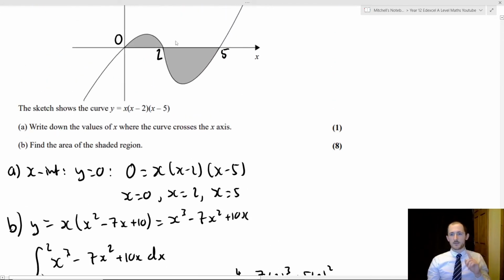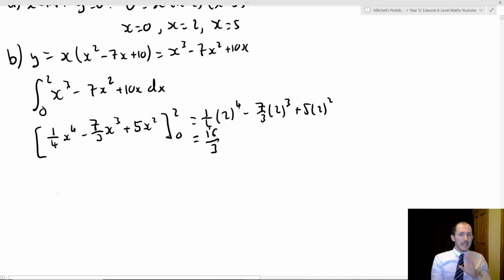Now we need to integrate between 2 and 5. Now, here's the thing: the lower number always comes first. Kind of. So I'm just going to copy that exact same integration, because the integration is going to be the same.